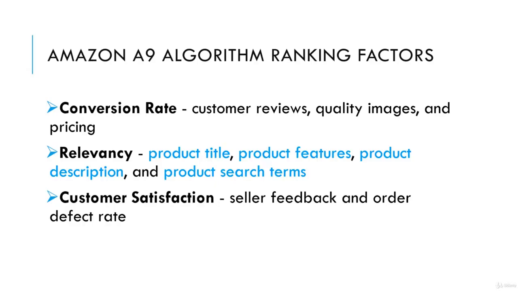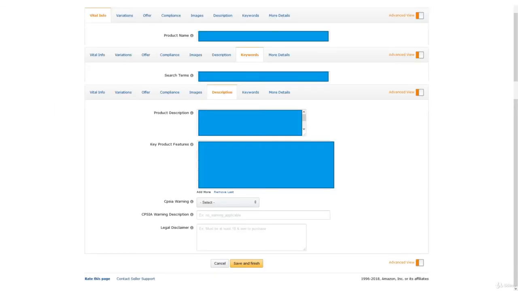Now for the next Amazon algorithm ranking factor, relevancy. Again, these factors can be edited right on your product page. Relevancy factors include the product title, key product features, product description, and product search terms. These are the 4 areas you can always be adding keywords to and optimizing ongoing. The product name is under the Vital Info tab. The product features and product description is on the Description tab. And the search terms are on the Keywords tab.